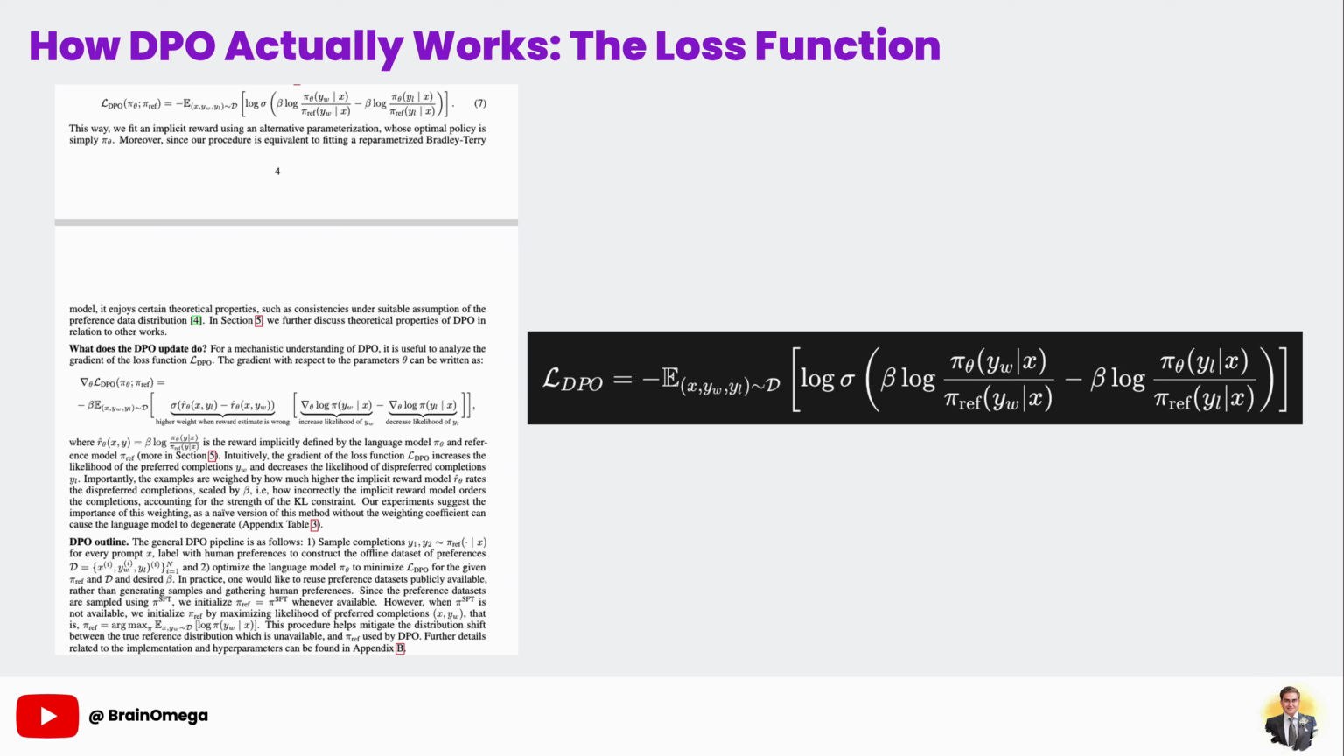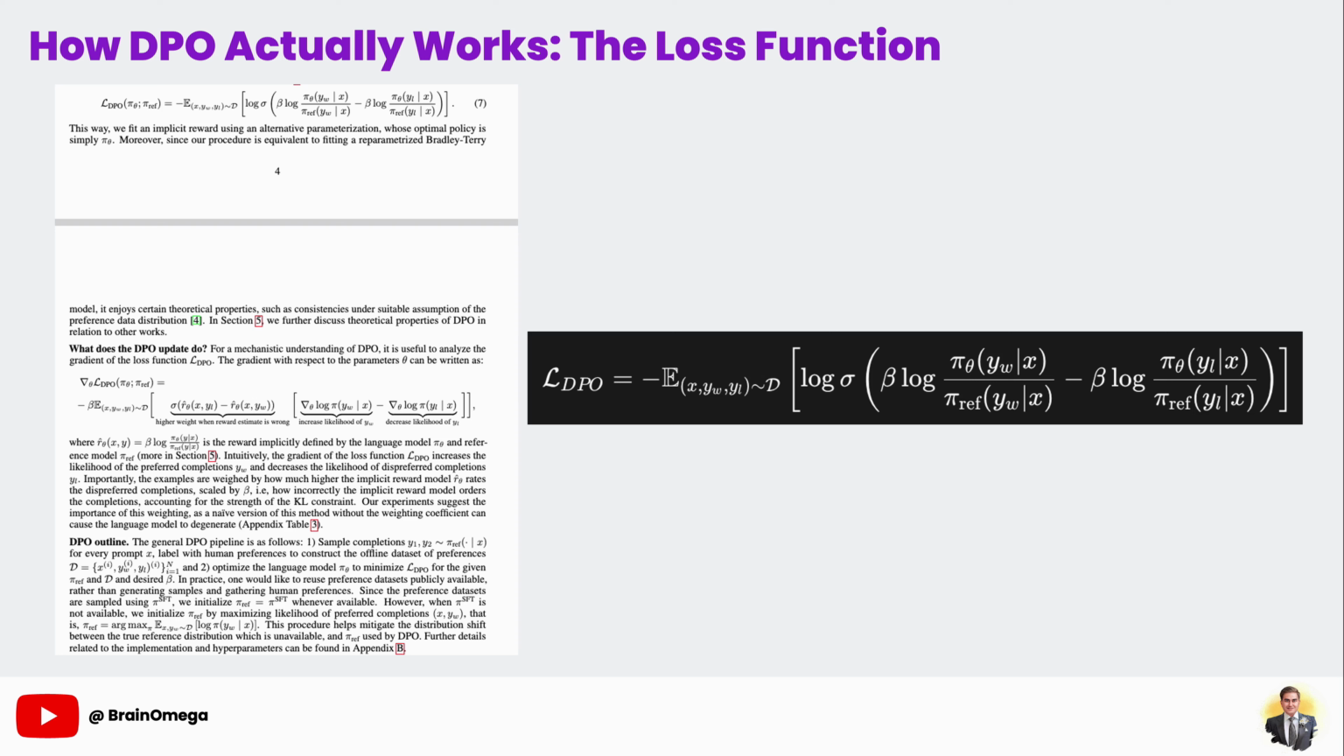And if you don't have an SFT model to start with, the paper suggests a simple hack. Just fine-tune a base model on only the winning responses from your preference dataset to create a proxy SFT model before you begin DPO. So, does it work? The paper's experiments show a resounding yes.